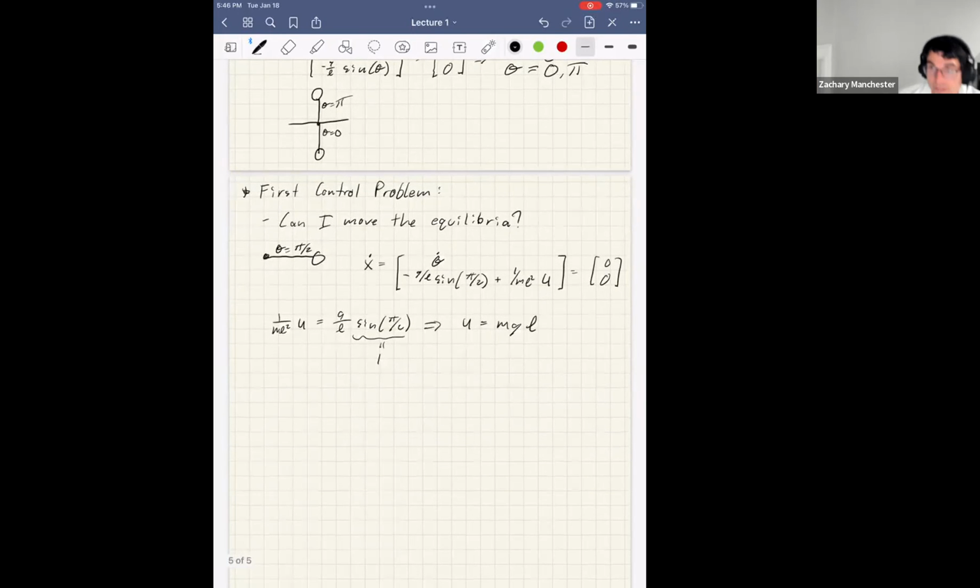So I have a quick question. In this case, the interpretation would be that if the pendulum was at theta equals pi over 2 already, and you wanted to hold it there, then you'd have to apply this u, but it wouldn't necessarily get you to that equilibrium position.